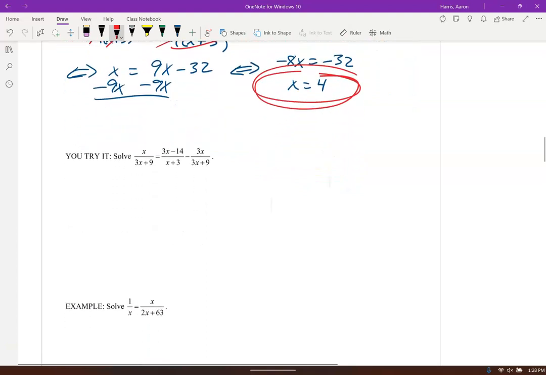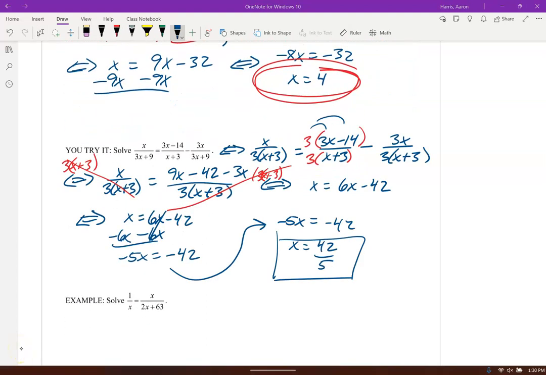All right, let me have you guys try this one. Go ahead and check that out with your try it problem. So we should end up with 42 over 5 on that one. And then check it, notice in the original, x can't be -3. I would be dividing by 0. Same thing right there. X can't be -3. So 42/5 will check out. It'll be fine for you.